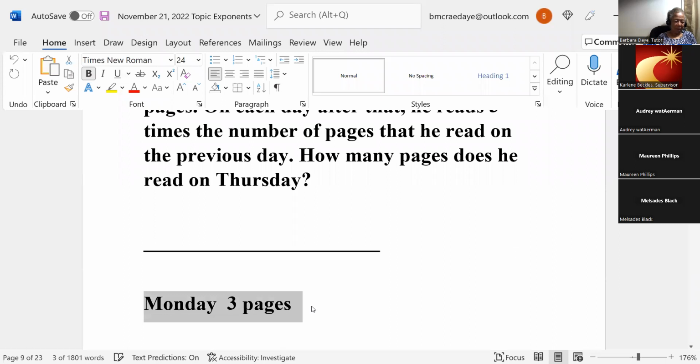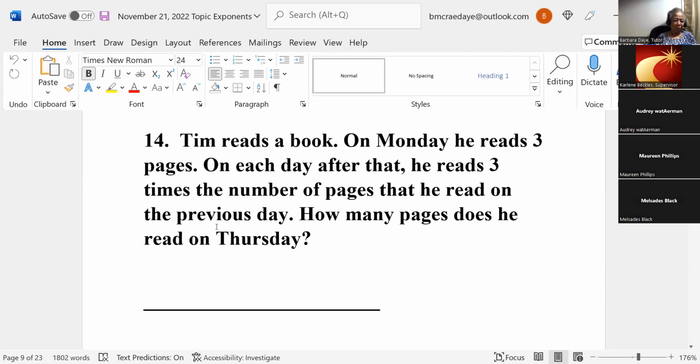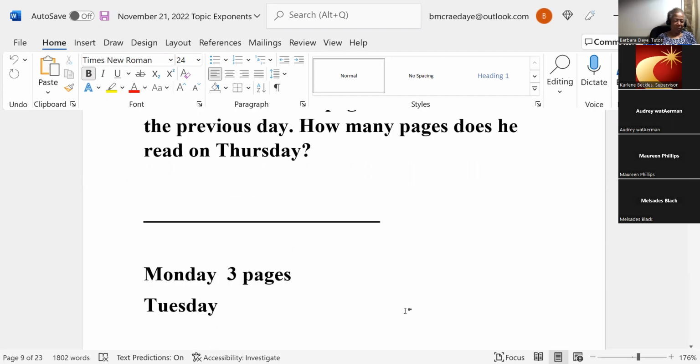Okay, now let's go to Tuesday. How many did you read on Tuesday, Maureen? How many pages on Tuesday? Matthew said 3 pages. He read 3 times the number. It's 9. So what's 3 times 3? 9. So he had 9 pages on Tuesday, right?